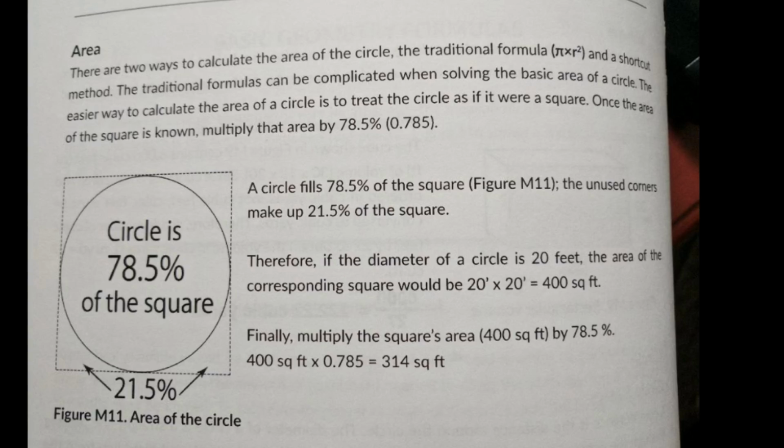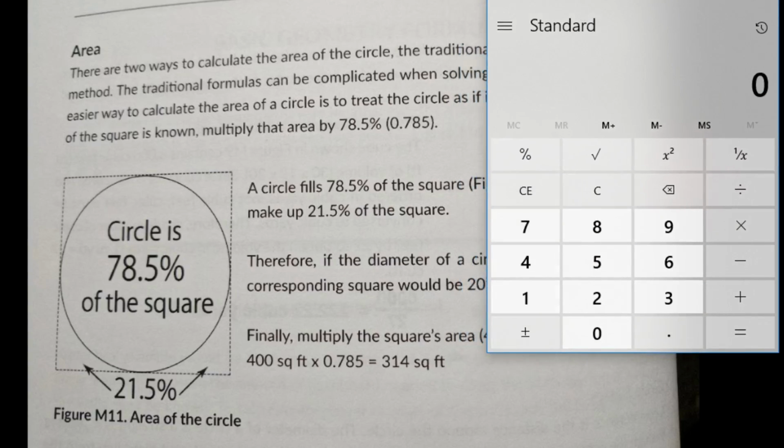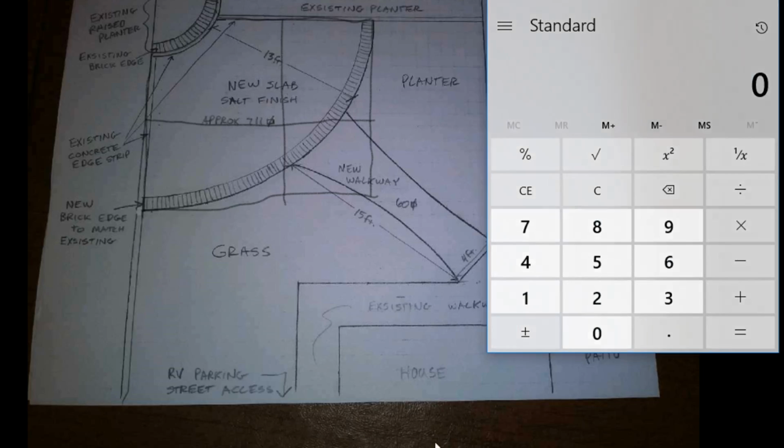Okay, so let's do the math now. Let's go back to the picture. 18 times 18 gives us 324 square feet. Once you get that, there are two ways to go about it. You can multiply this by 0.785, which will give you the exact square footage that you need within the slab, 254 square feet.